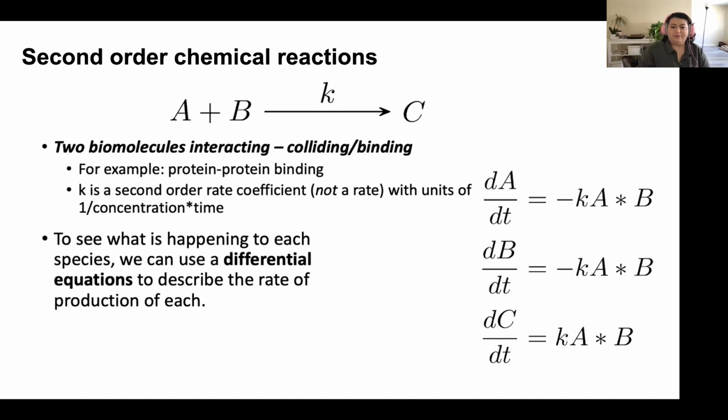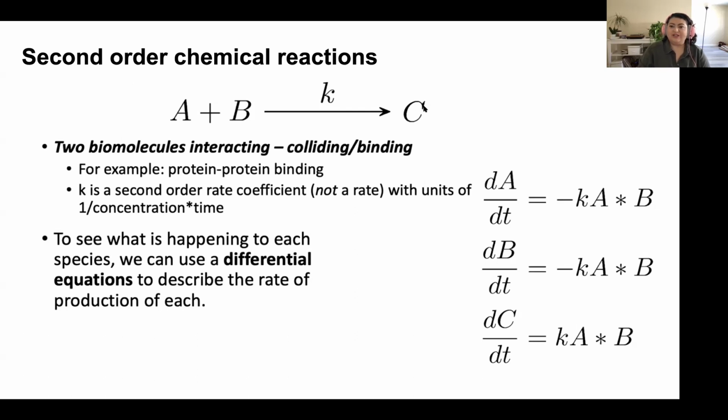So if we want to see what is happening to each species, we can use differential equations that still describe the rate of production for each. So for example, the way that I learned it was, if we want the differential equation to see what is happening to A, then in this case we are losing A, so we should have a negative in front. We are losing A, but it's attached to a B with a coefficient of k. So this is how I learned them. Same with B, we are losing B, so we should have a negative in front of it. We are losing B attached to an A with a coefficient of k.